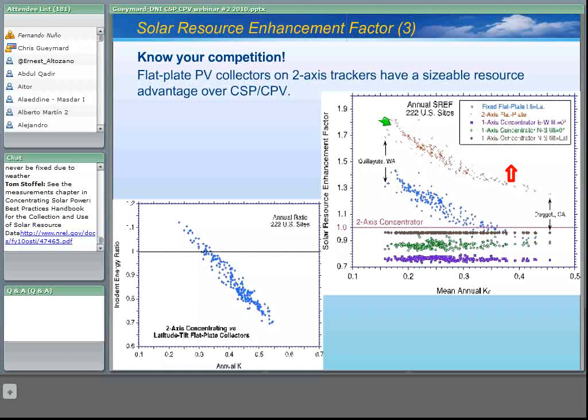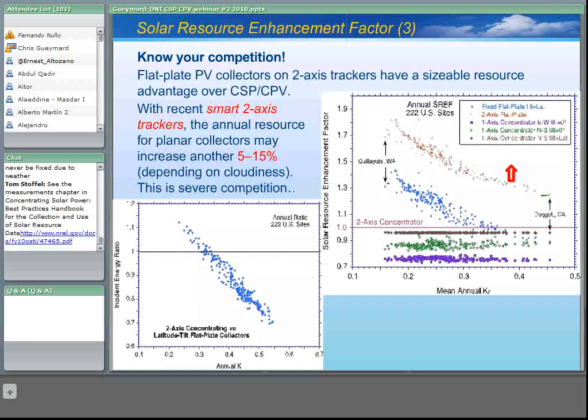And in cloudy weather, you can have 80% more than DNI. In very sunny weather like Daggett, California, you still have about 25% more resource from a two-axis tracker for flat plate. And then also, now on the market, there are smart two-axis trackers that actually do not follow the sun when it's cloudy, but they track the best place in the sky. And those smart trackers can add another 5 to 15% depending on cloudiness to the two-axis flat plate solar resource. So you might contemplate a 90 or 95% difference between the two-axis flat plate solar resource compared to the two-axis DNI resource, which is big. So this is actually severe competition.